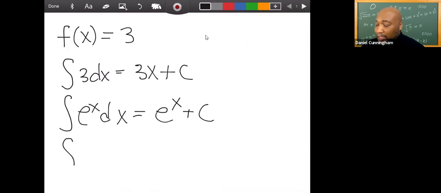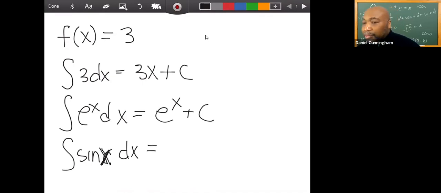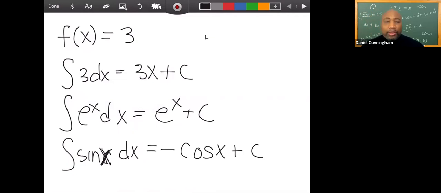Or even having the sine of x dx. In this case, don't forget this will equal the negative cosine of x plus c. Now, these are basic ones we know. If we know the basic ones, then we can have some more complex ones. And at times we can use the U-Substitution. That's what we call it, the U-Substitution, integration by substitution.